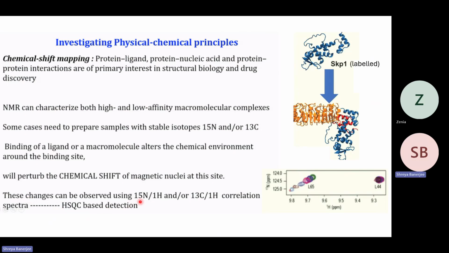This change in chemical shift can be observed using 1H-15N or 1H-13C HSQC spectra. Here what is shown is 1H-15N.